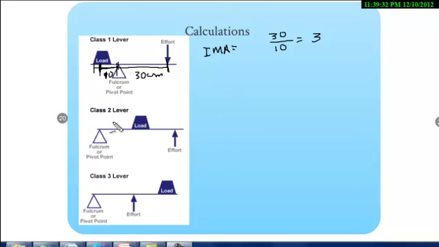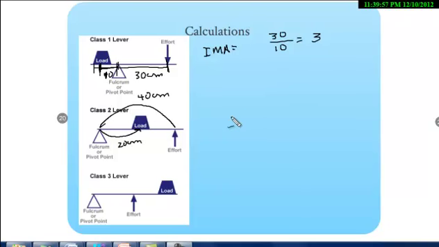Here's a class 2 lever. In this one, I measure the input distance from the fulcrum to the input force. So let's say that's a distance of 40 centimeters. And then my output distance would be from the fulcrum to my output force, the load here. And let's say that's a distance of 20 centimeters.